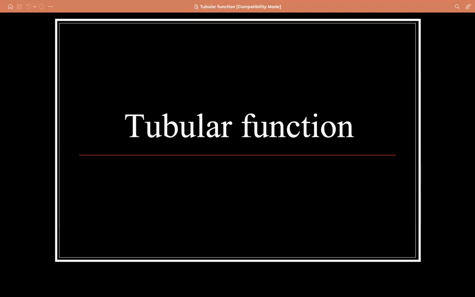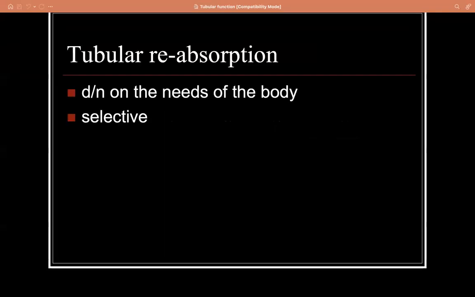So tubular function, I think we want to run with this. Remember, we have said that the body undergoes glomerular filtration. And we have seen how massive that is.